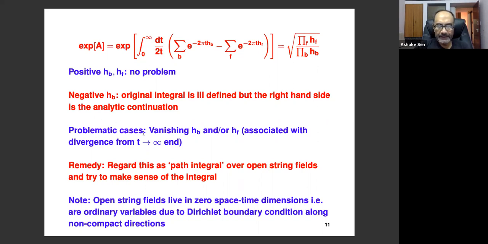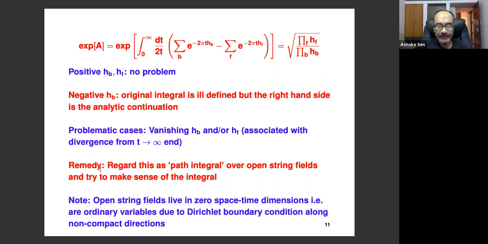But the problematic cases are the ones where HB or HF vanishes. And these are associated here, the both sides are divergent. Okay, this is in fact, sometimes you get 0 by 0, as we'll see soon. And the left hand side, of course, the individual terms diverge.